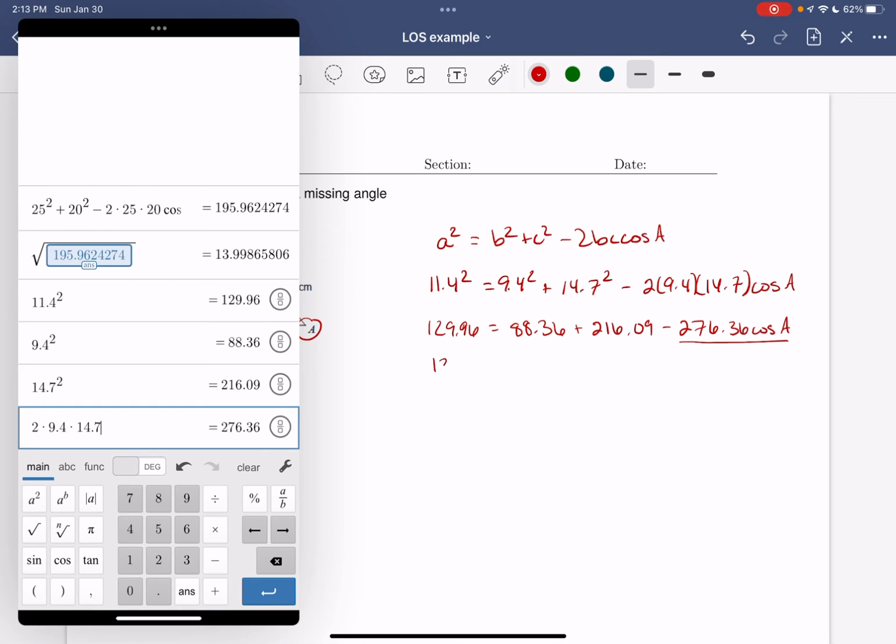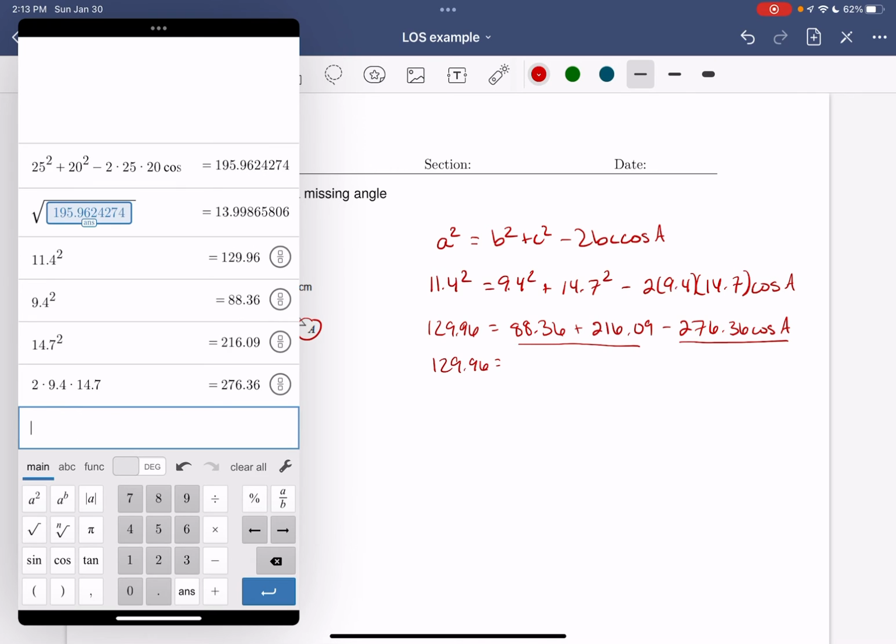So I'm just going to take it a step at a time here, and I'm going to add these two together. That's 88.36 plus 216.09, and that's 304.45 minus 276.36 cosine A. Are you always going to write all these steps out? No. Just thought I'd do it this time.